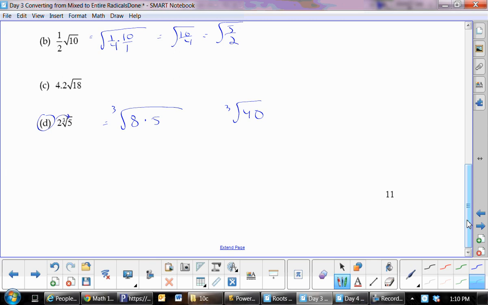Okay, so converting to entire radicals. You need to do something like this too, right? Put an arrow, cube root, because you get in a square it, and then if you don't see the cube root, you're going to do square root again, then square root again, right? Let's go to the next page.